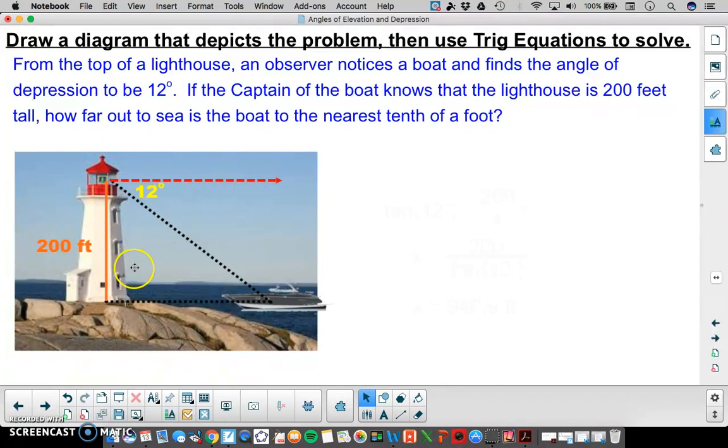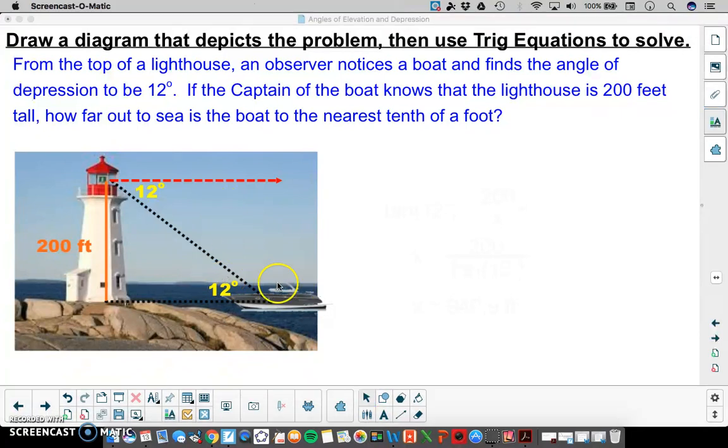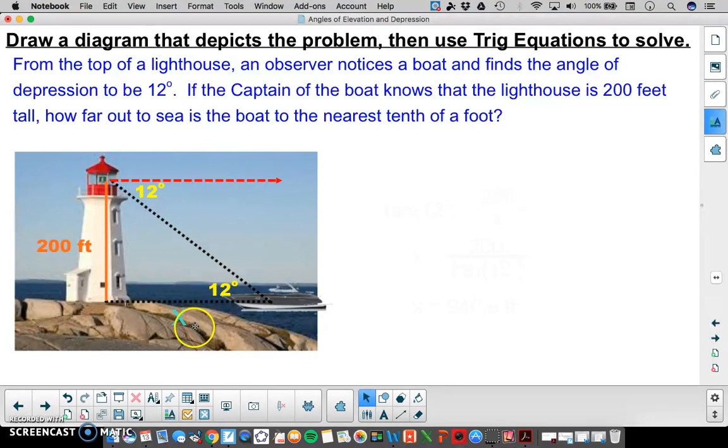Well, notice we have two horizon lines, and those are going to be parallel. Therefore, we have a set of alternate interior angles that will be congruent. So notice that angle of depression here is actually congruent to the angle of elevation here. This will actually always be the case. I want to know how far out to sea the boat is to the nearest tenth of a foot. So I have this right triangle here, and I want to find x, how far the boat is out to sea. Well, I know 200 is opposite, x is adjacent, so I know I can use tangent.